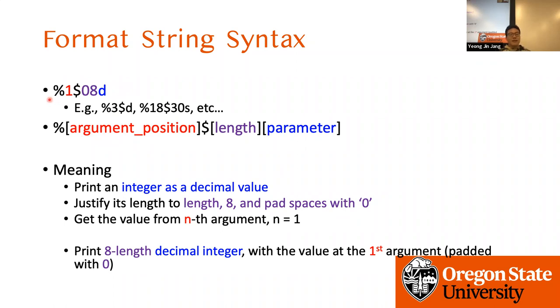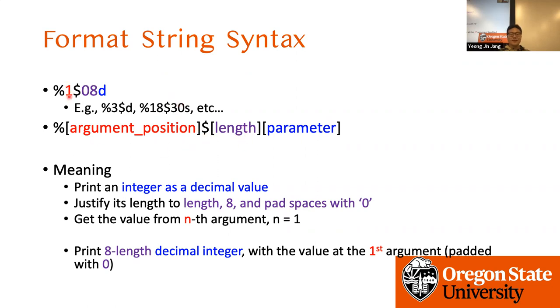If we write the directive like this, %1$d, or for example %3$d, the three means take the third argument to the printf and print it as a decimal number. %18$30s means get the 18th argument, regard that as a pointer, read the string out of it, and match the length as 30.